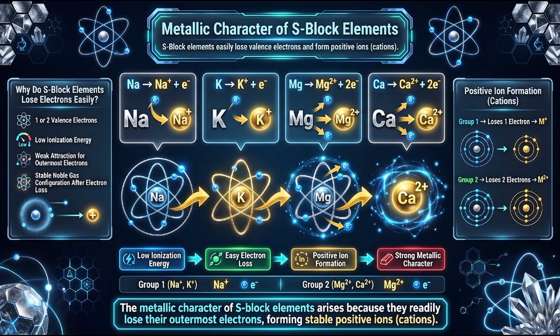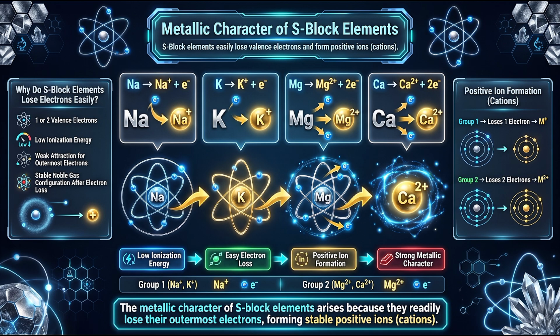The image also presents a simple sequence explaining the relationship between these ideas. Low ionization energy, easy electron loss, positive ion formation, strong metallic character. This sequence summarizes the entire concept. Because the ionization energy is low, electrons are removed easily. Easy electron loss produces positive ions, and the ability to lose electrons readily is precisely what defines strong metallic character.